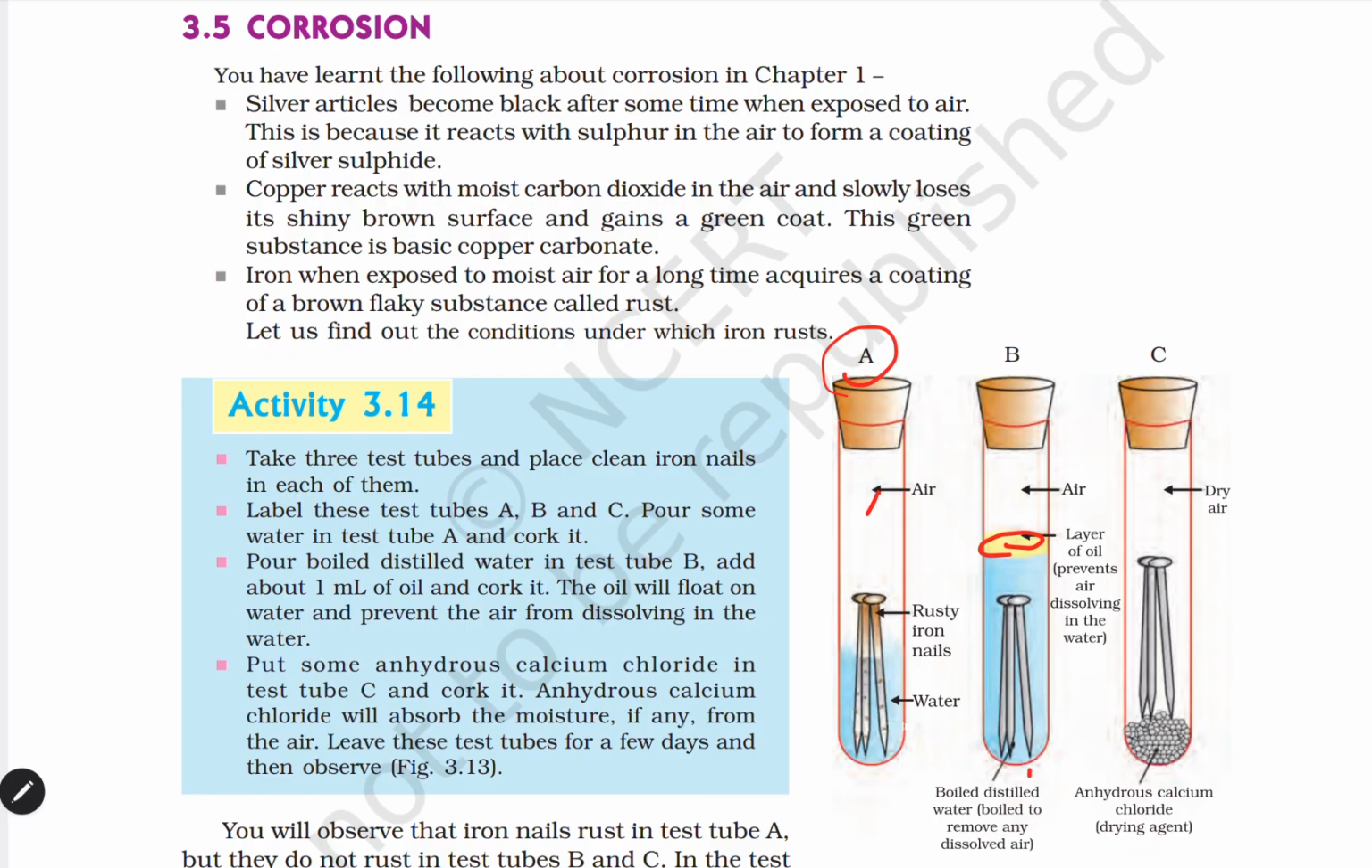If you do this activity, you will definitely observe the rusting procedure in the first test tube, because here both are together: air as well as water. The nails are accessing both air as well as water. Whenever that is the case, you will definitely see the rusting procedure. But in the second and third test tubes, you don't find any rusting.